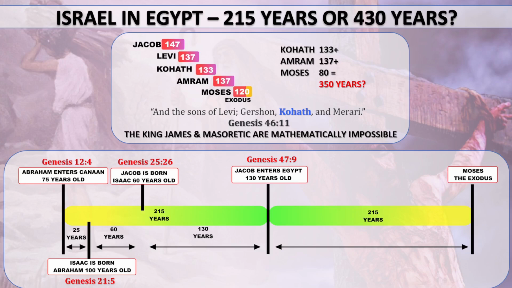And again, Kohath was probably already a grown man when they entered Egypt. This is us being generous and giving them Kohath. So very basic math. Your Masoretic is wrong. Your King James Bible is wrong. If you can mathematically explain this to me, that would be great. But as far as it stands, the Septuagint has the answer.